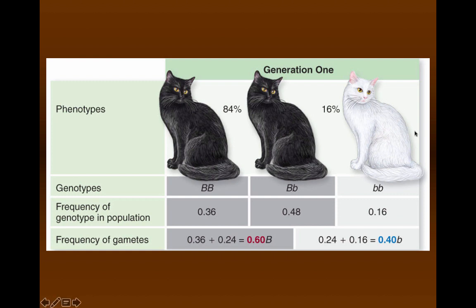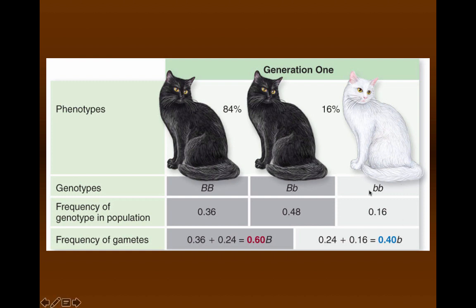So if we take this 36% plus half of this 48%, 36% plus 24%, that means that in the entire population of alleles, 60% of them are the dominant big B allele. And if we look at the little b allele, 16% plus half of the 48% gives us 40%, or if we just do 1 minus 0.6, that also gives us 0.4. It's maybe an easier way to do it. 40% of the alleles in this population are going to be of the recessive type.